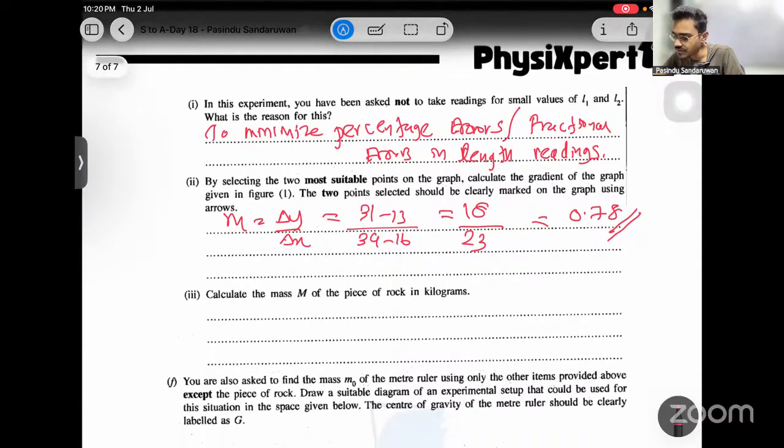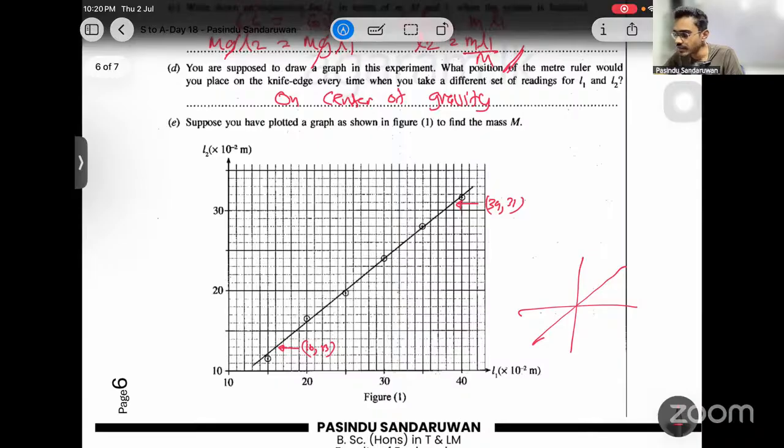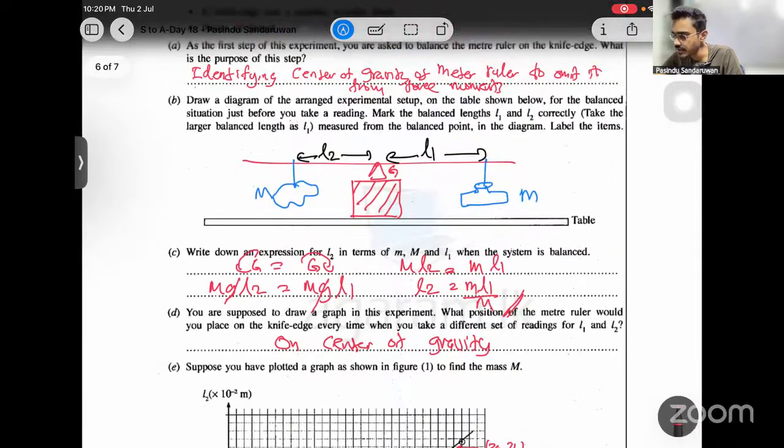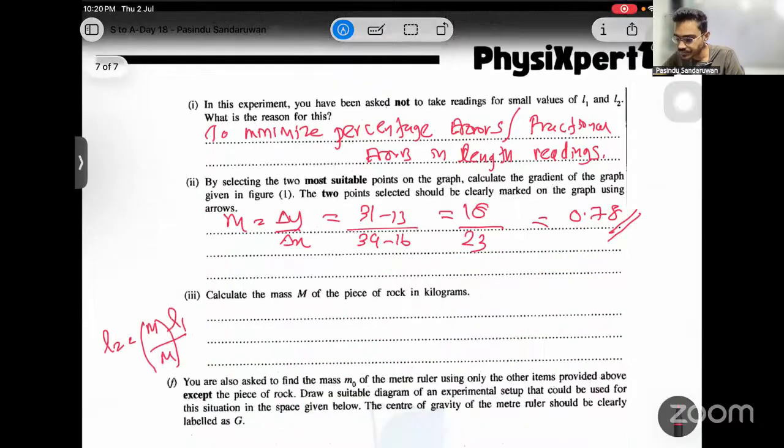Calculate the mass m of the piece of rock in kilograms. To find the mass, we know the graph is plotted between L2 and L1. Our equation is L2 equals simple m L1 over capital M. Now the gradient of the graph L2 over L1 is simple m over capital M.